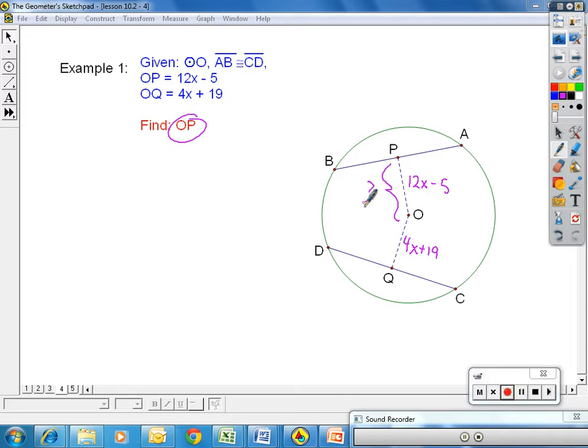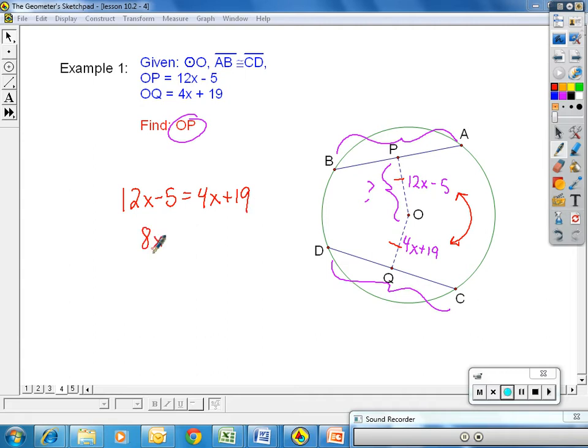What is this value? What do we know must be the case? If both of these chords are congruent, we must be able to conclude then that these must be equidistant, and if these are equidistant, we can write an equation. 12x minus 5 must equal 4x plus 19. And now we're going to solve. Subtract the 4x to get 8x on both sides. Add the 5 across. Divide by 8. X must equal 3. That's not my answer.